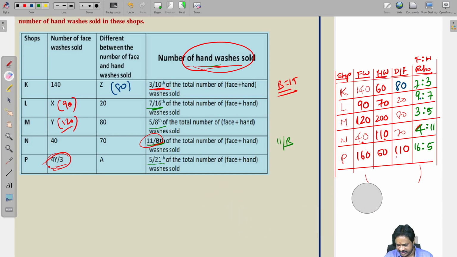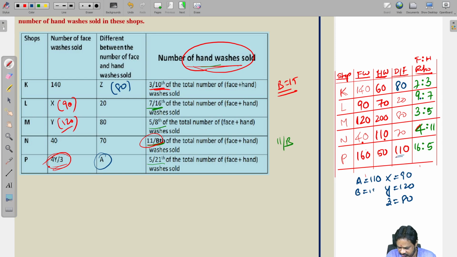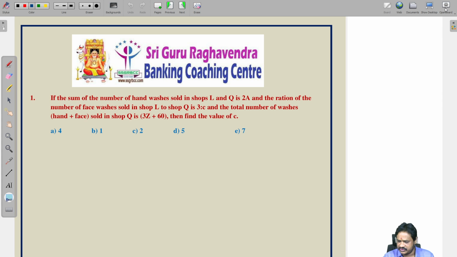Now, if you consider the values, you have to see the variables also. X value we got 90, Y value 120, Z value 80, A value 110, and B value 15. So, taking all these into consideration, you need to solve the given question. Let us see the first question now.